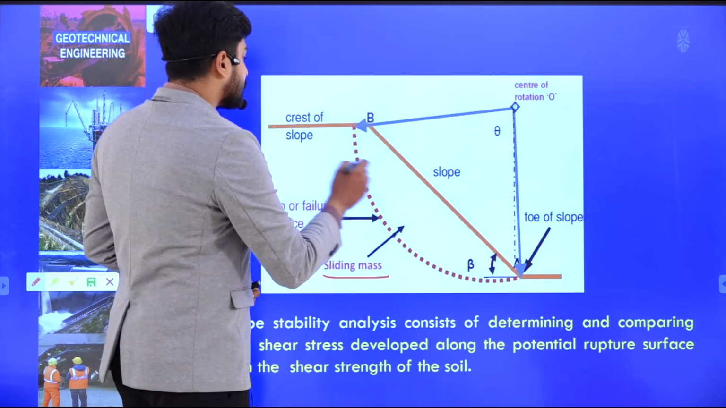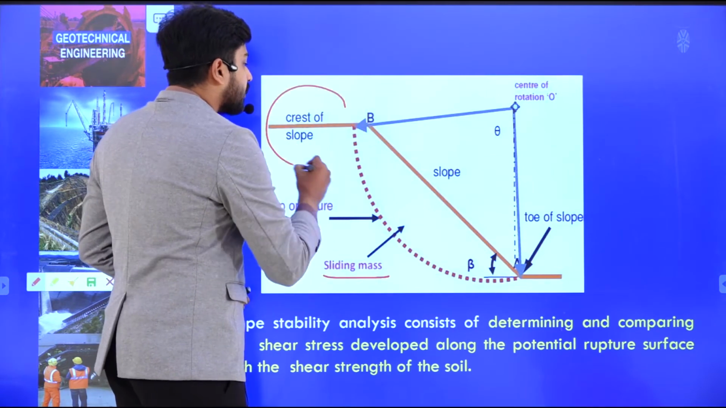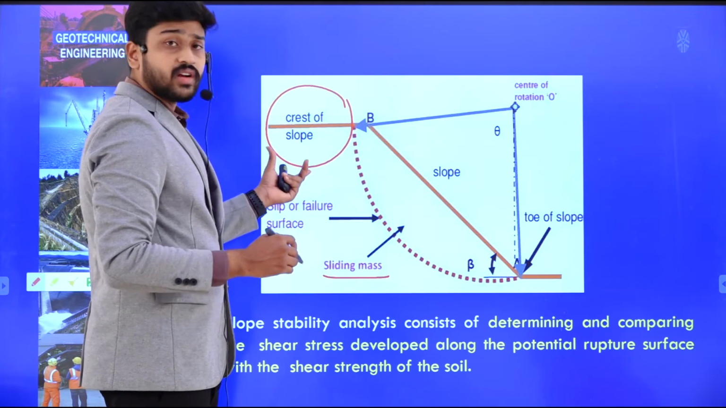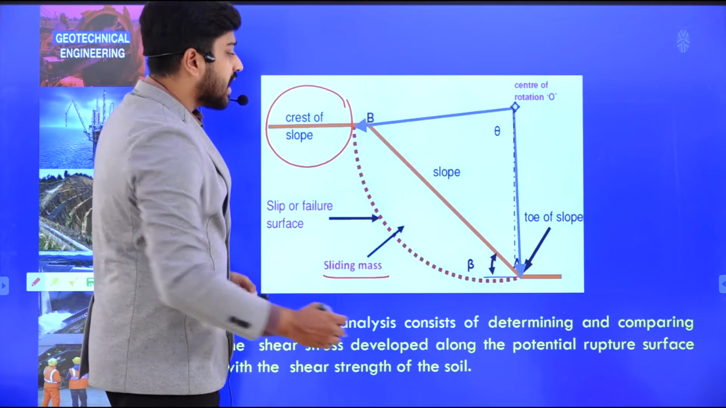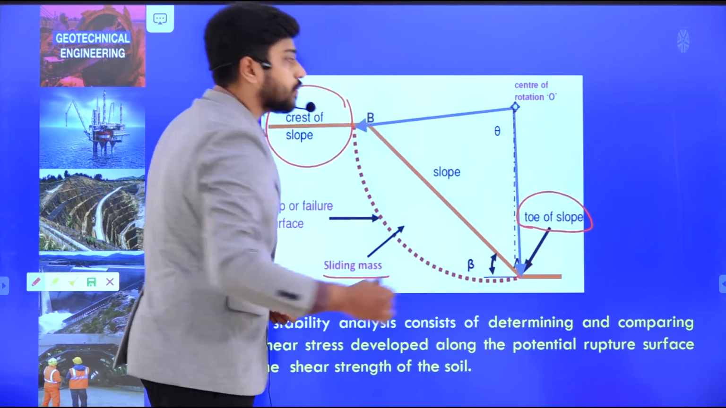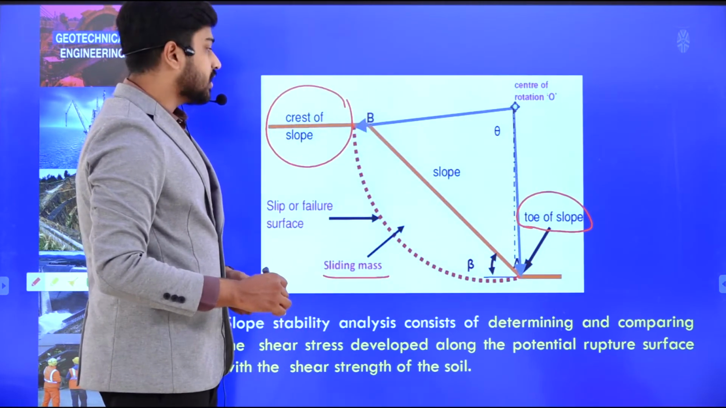Okay, so as I have stated, the upper region of any slope is known as the crest of the slope. This is one terminology that needs to be remembered. And at the bottom, this region is known as the toe of the slope.